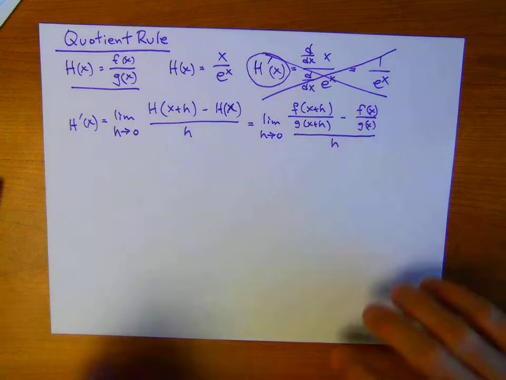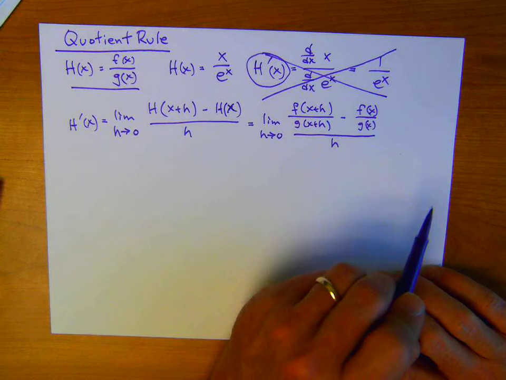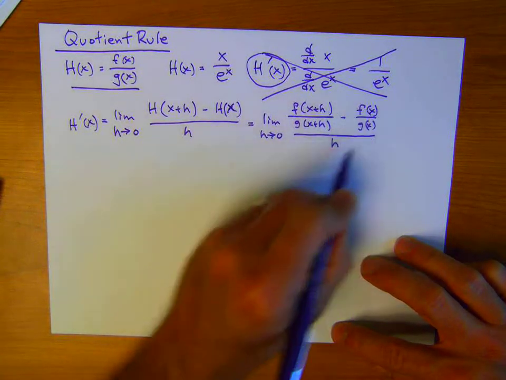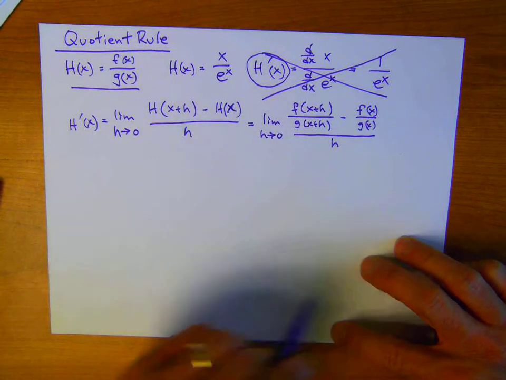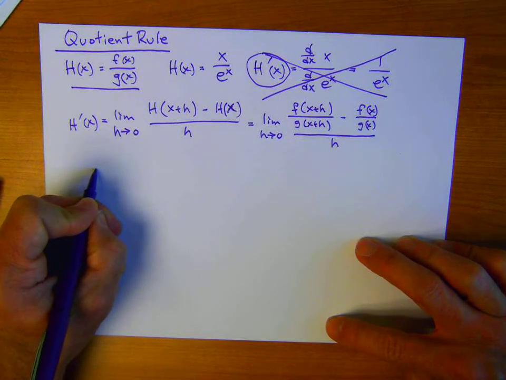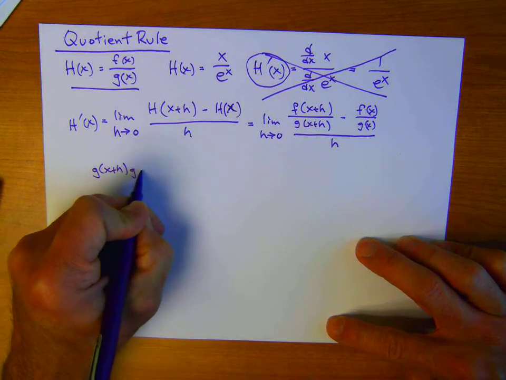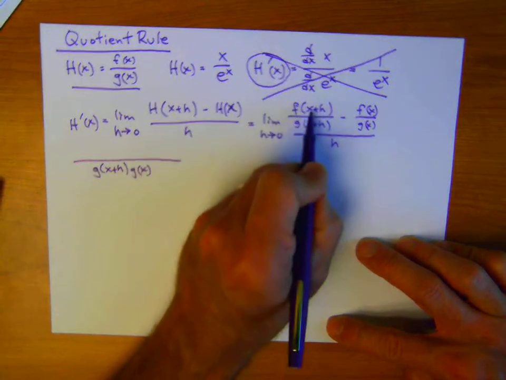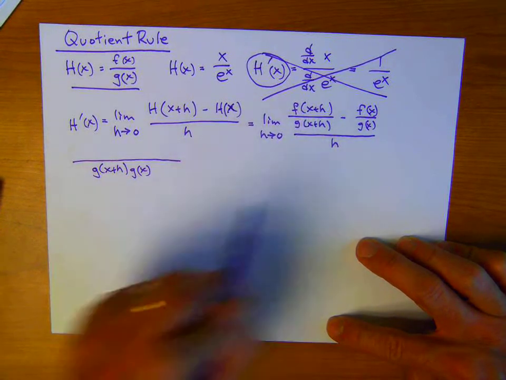So the next thing to do is let's try to get a common denominator. The common denominator up here would be the product of these two. So now I'm going to just drop the limit for the time being and work with this expression until we have something that we can apply the limit to and get the result. My common denominator in the numerator would just be the product, g of x plus h times g of x. And in order to get that common denominator, I'd have to multiply g of x plus h by g of x, so I have to do the same thing with the numerator.